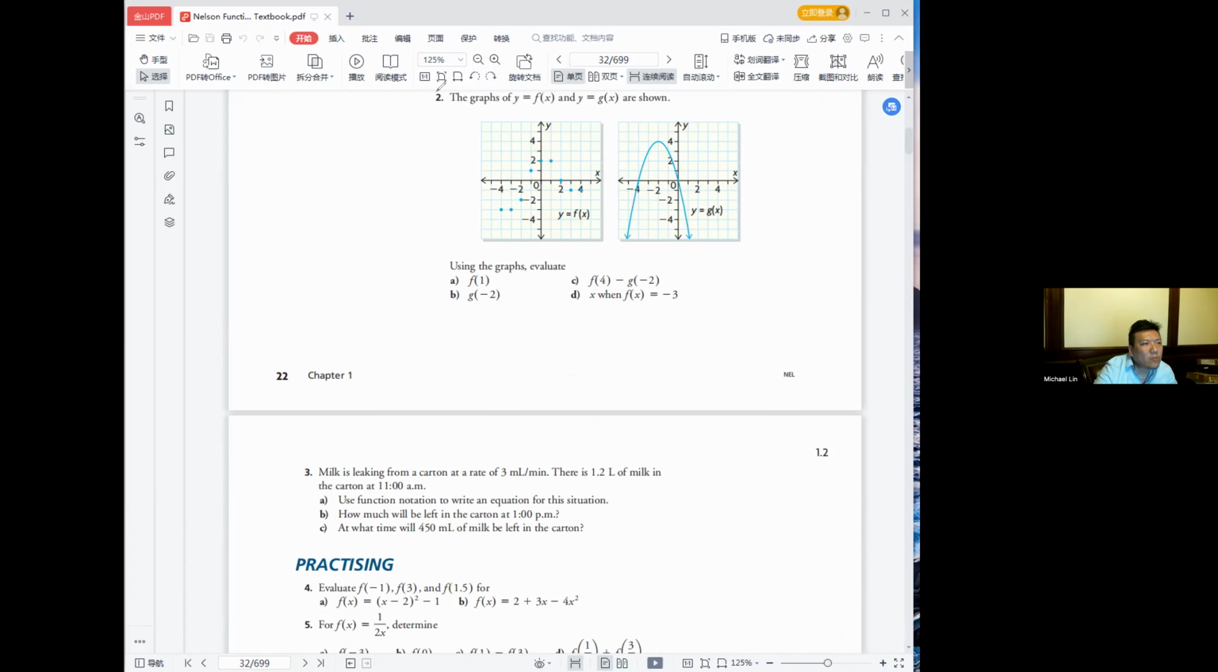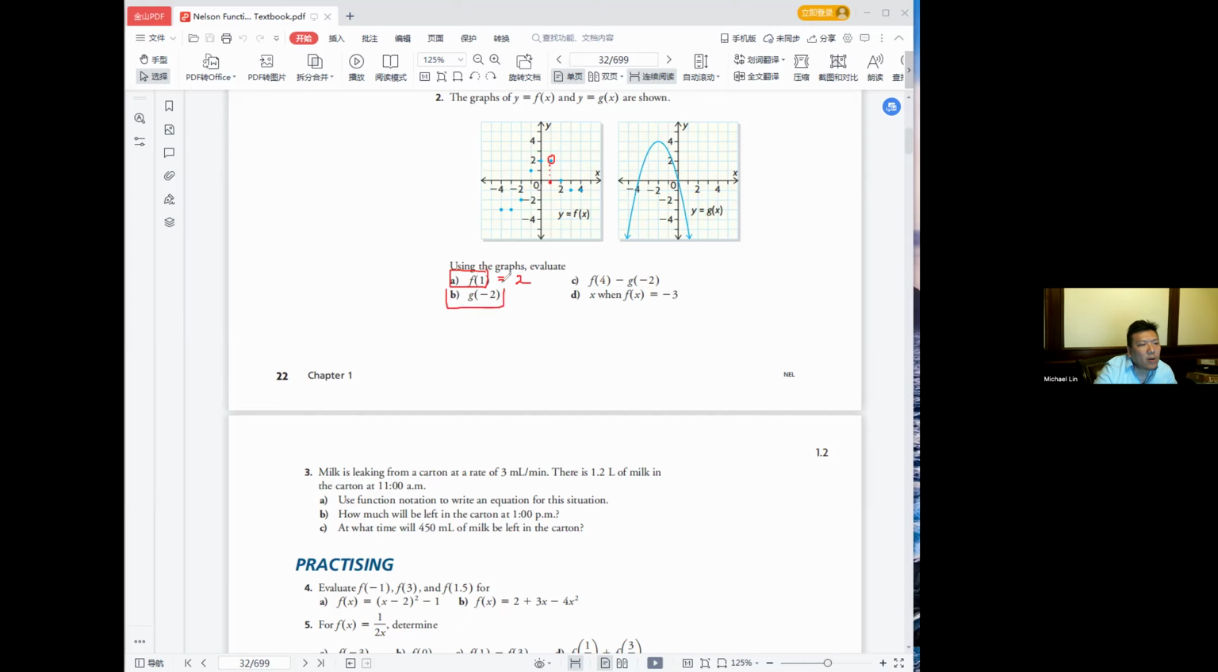For example, in question number 2, it says the graphs of y equals f(x) and y equals g(x) are shown. So this is the graph of f(x) and this is the graph of g(x). If the question wants you to find f(1), it's really straightforward. You just need to look at when x equals 1 and find the y coordinate. So the y coordinate is 2, so this equals 2. Remember, all this is saying is, what is the y coordinate when x equals 1? The y coordinate is 2.